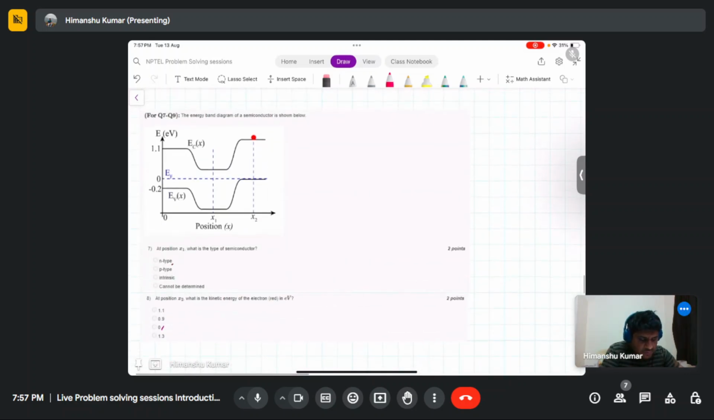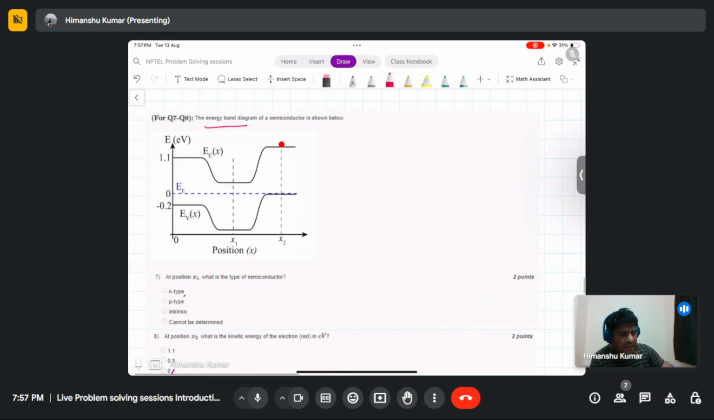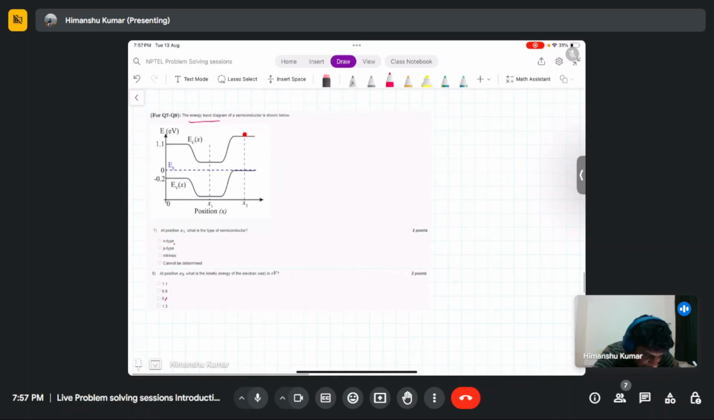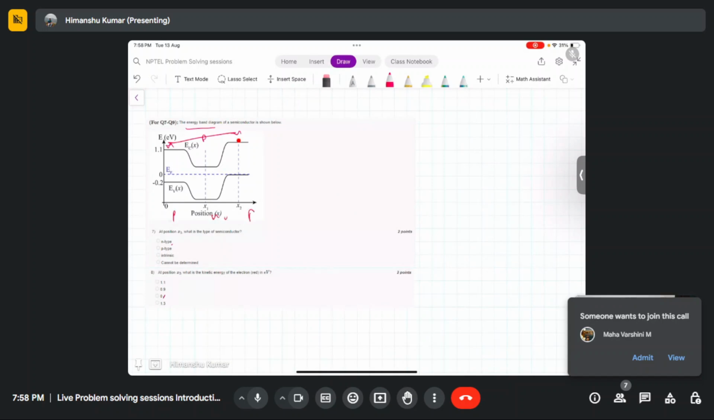Okay, so let's move to the next. The energy band diagram of a semiconductor is shown below. This diagram is typically characteristic of a BJT. How do you identify it? See, no, this is PNP. So this side is the collector side.